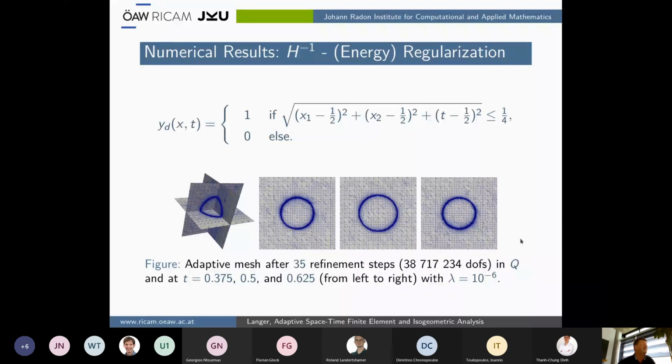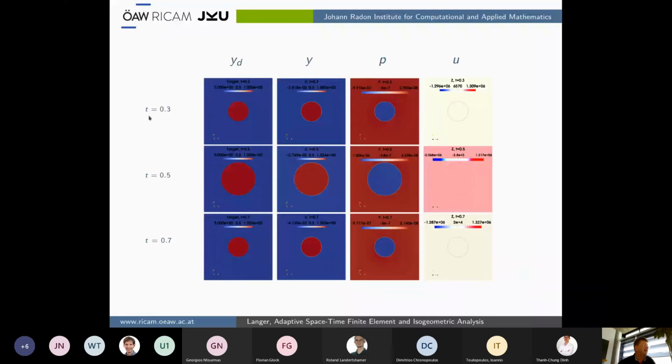Okay, here are the results. These are different T's. This is the desired temperature, what I want. So this is an expanding and shrinking circle. This is what we compute with a little bit of diffusion here. And this is the adjoint. This is the sensitivity. And this is the control.